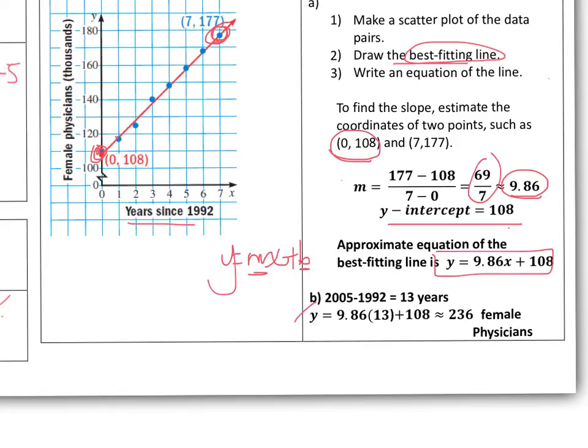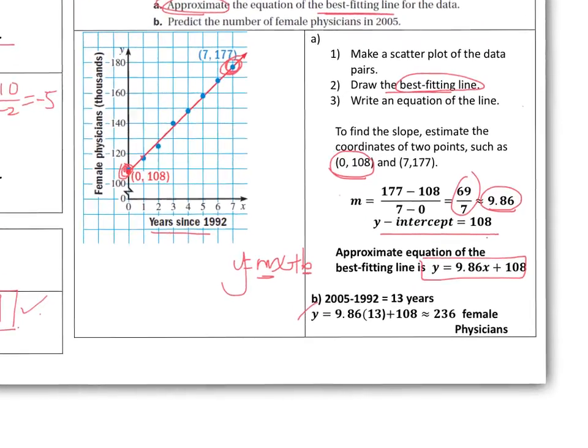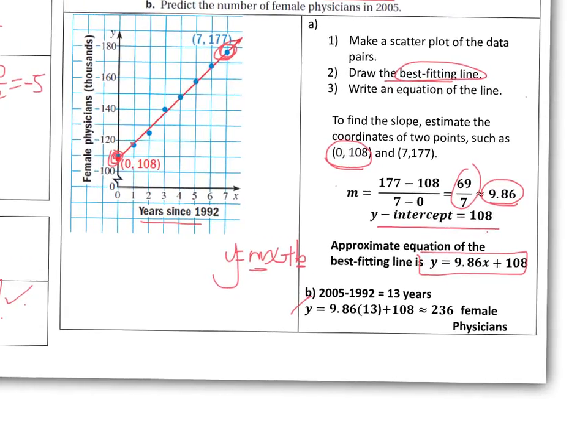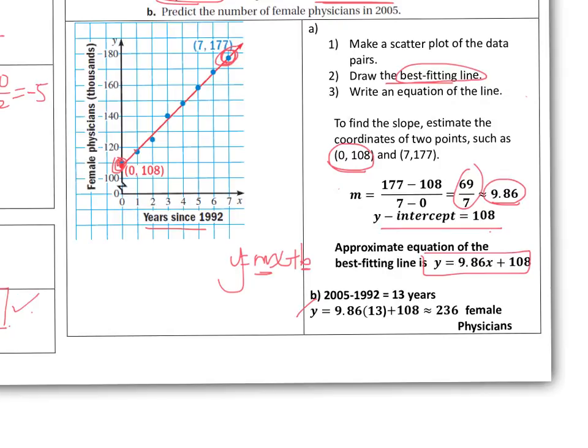And then part B asks you to predict the number of female physicians in 2005. Okay, so 1992 is the first year. I need to calculate how many years there are in between 2005 and 1992, and it's 13. And remember, your x represents the number of years, so I can sub in 13 for x and then do the math to get about 236 female physicians.